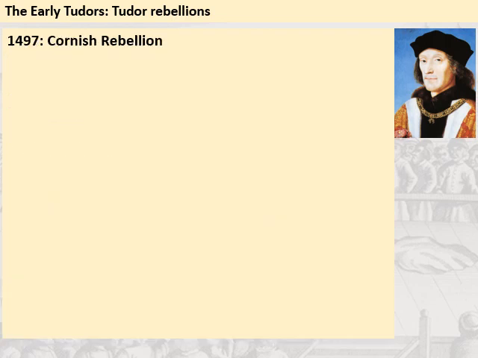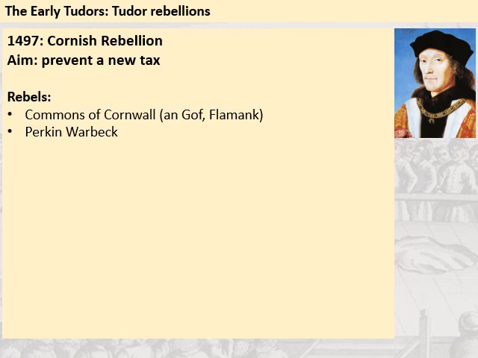So let's move forward to the other end of the country and look at the Cornish Rebellion of 1497. Again, this is primarily around an issue of taxation. So again, it's the commons who are involved here. But in the aftermath of this rebellion, the pretender to the throne, Perkin Warbeck, also intervenes opportunistically to try to take advantage of the disorder.